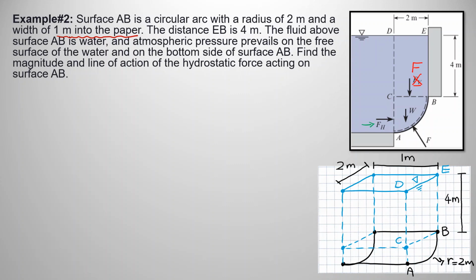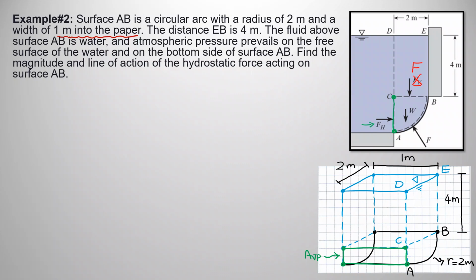FH is the horizontal force, right? Horizontal force, as I said, acts on the vertically projected area of the curved surface. So the vertically projected area of the curved surface would be this area. Now, this is on the 2D drawing. On the 3D drawing, the vertically projected area would be the area inside the green rectangle that I'm drawing right now. So FH acts on this vertically projected area.